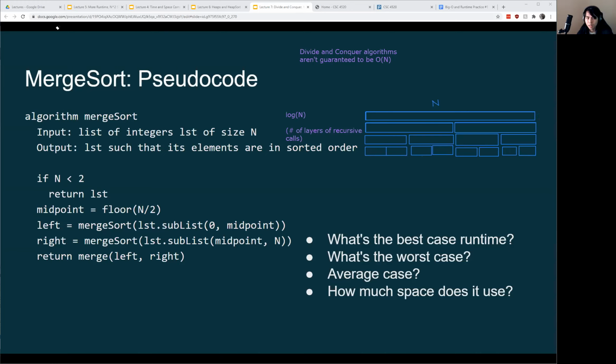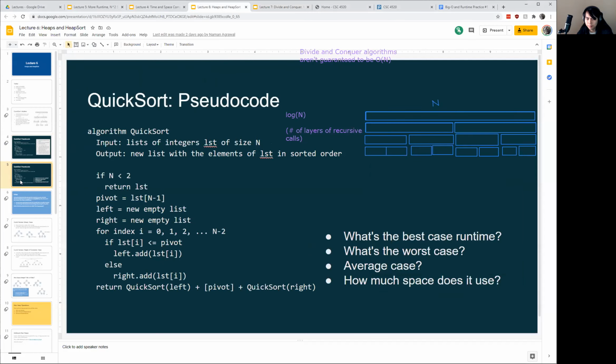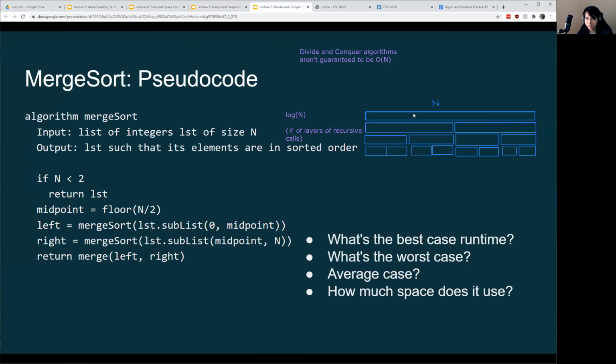Now, if you understand this, and if you remember the work we did to understand quicksort runtime in the best case, then it's the same argument that's being made. If there are log n layers, and n is the amount of work that's being done at each layer, then the overall runtime for the best, the worst, and the average case is going to be log of n.